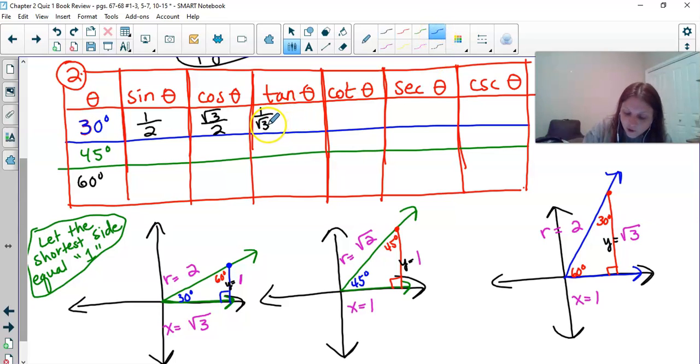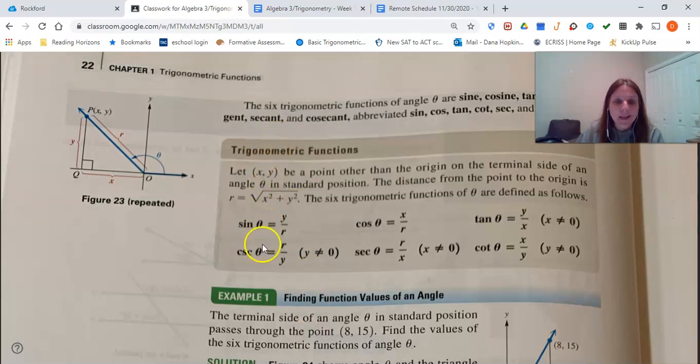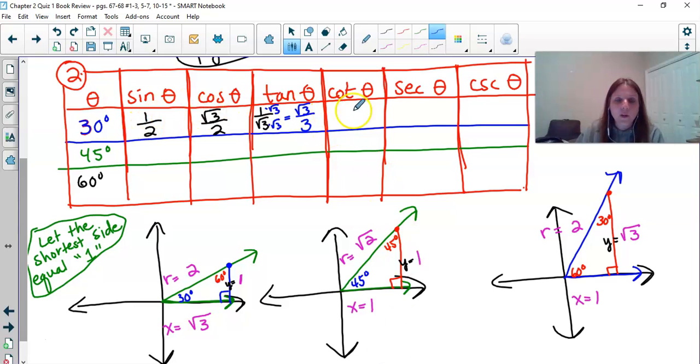And you have to rationalize it whenever there is a radical in the denominator. So that would just be root 3 over 3. The other three are going to be the reciprocals, but be careful, look at how this is written. When we worked with these originally, we had sine and cosecant together, cosine and secant, and then tangent and cotangent. So just be careful when you write this out.